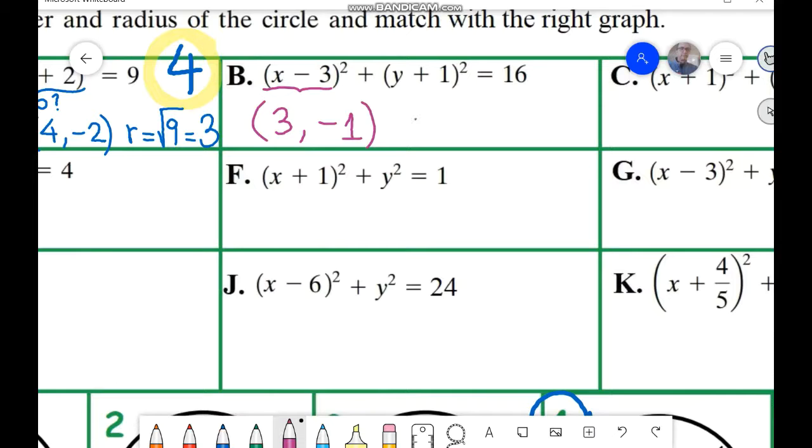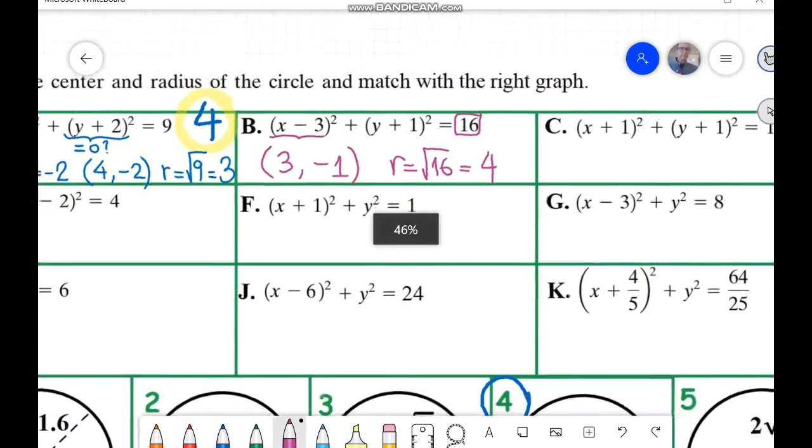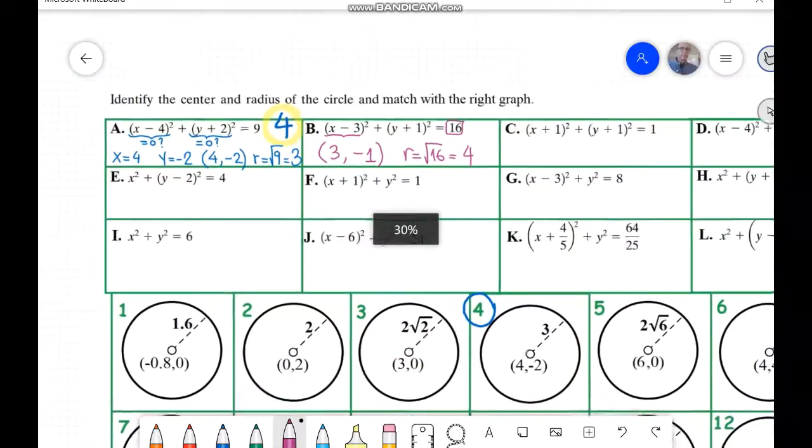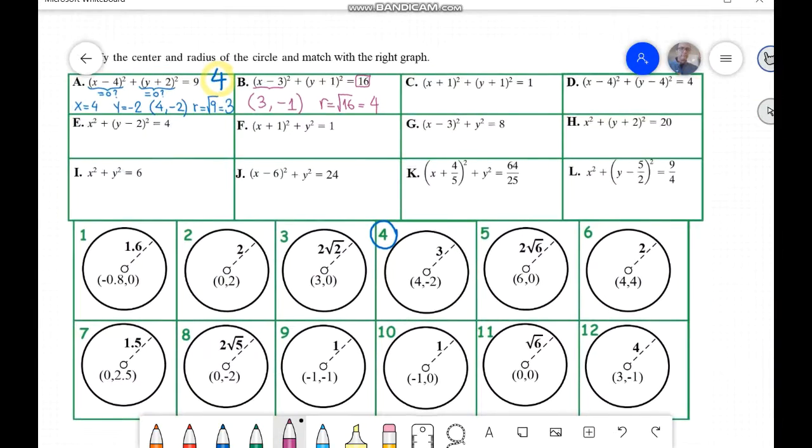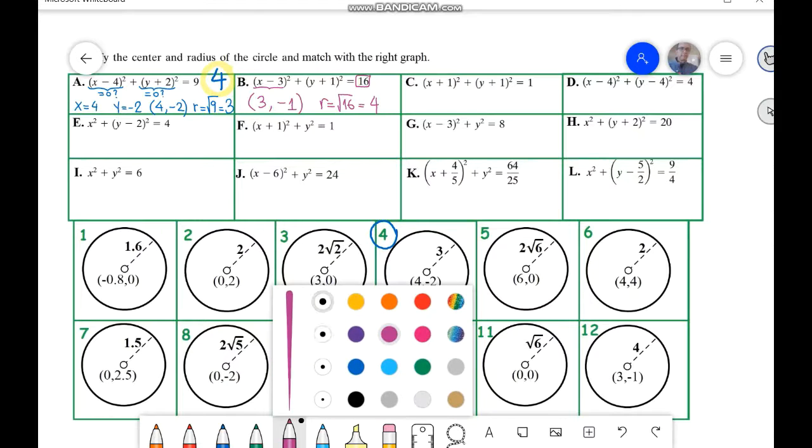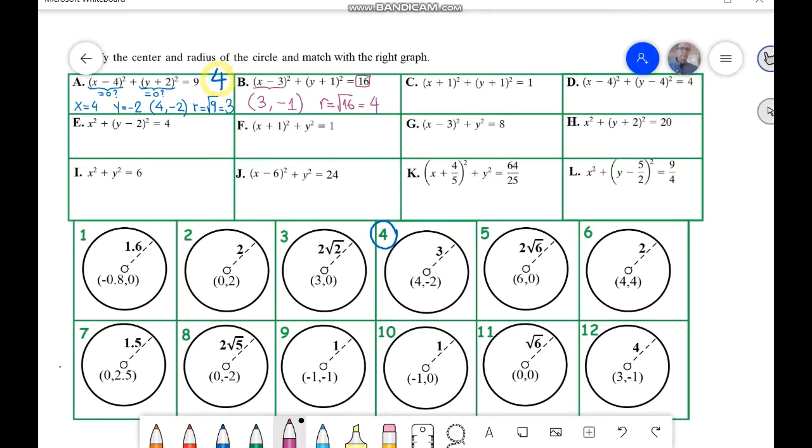Now let's find the radius. Look at this number, and we need to find the square root of this number. Square root of 16, 4. We have the center, we have the radius. Let's check all the options. They have radius equals 4 and center x equals 3, y equals negative 1, and I'm going to say yes. 12 is the right choice for letter B. Okay?